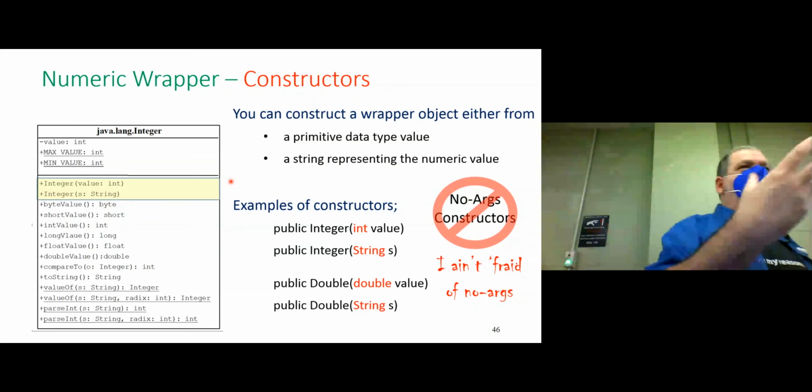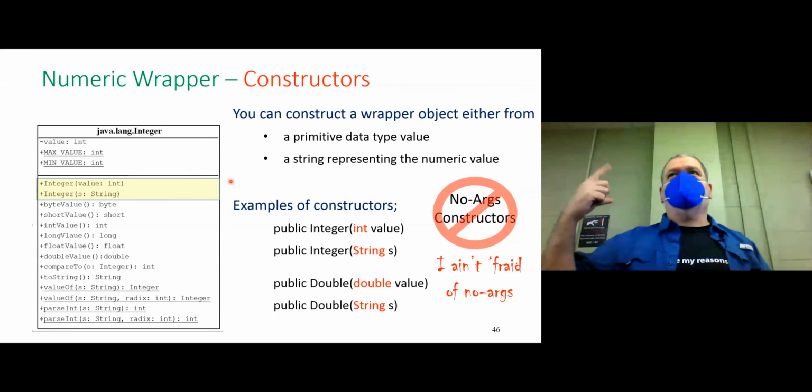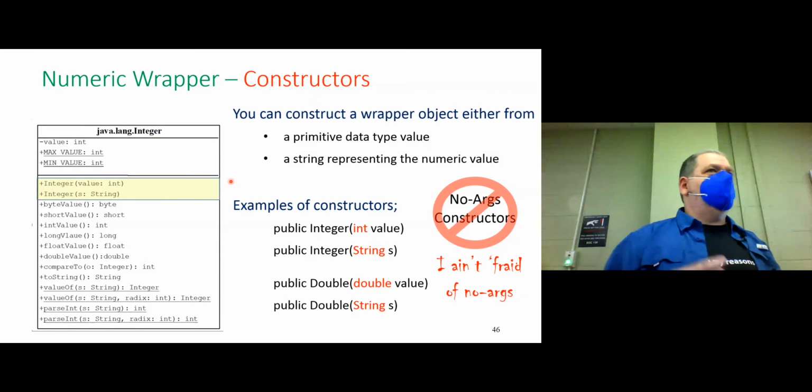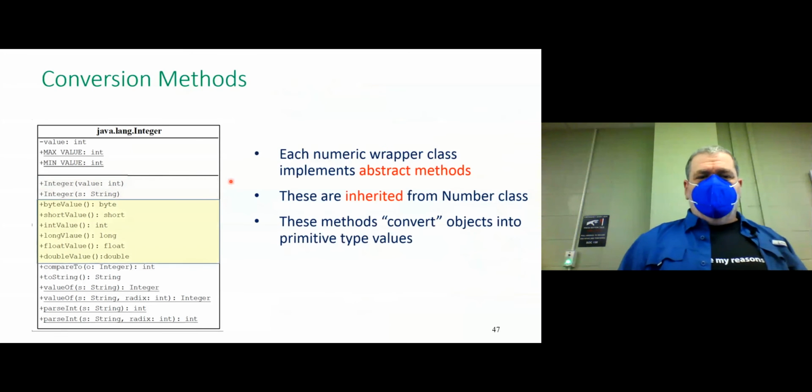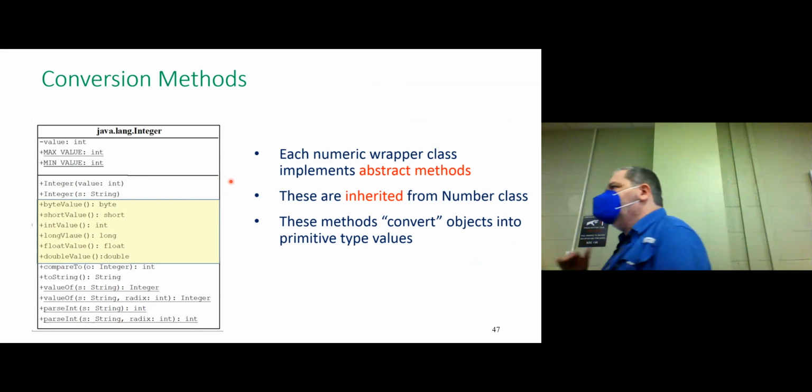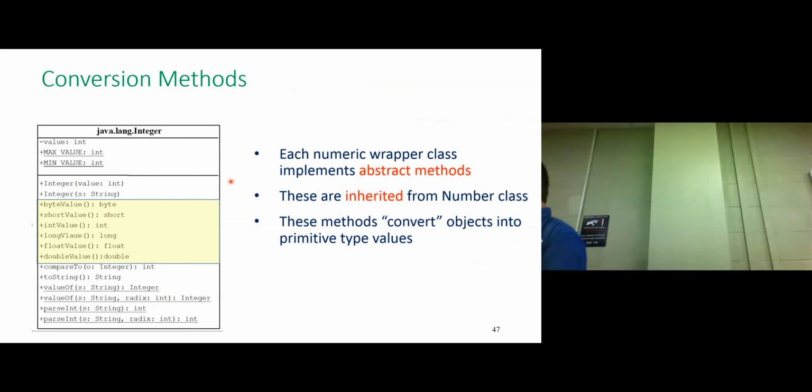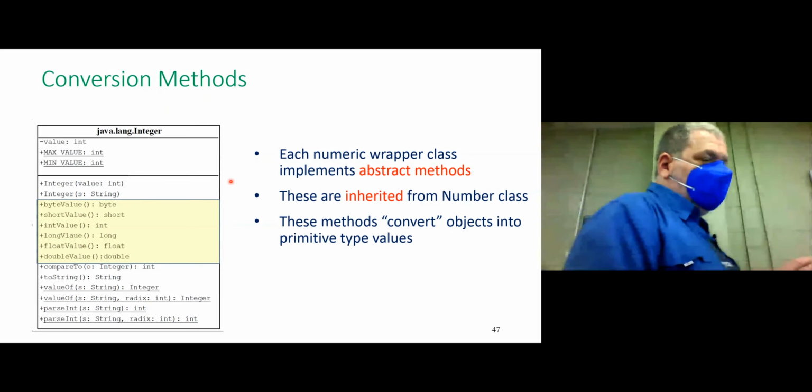Either you have it as a primitive data type, which is the first kind of constructor, or you have it as a string, which is the second kind of constructor. You just pass it to me, and I will construct an object that wraps around that specific value. The next block of methods, and we're not going to go into each of them, I just want to try to give you an overall idea of what's available, okay?